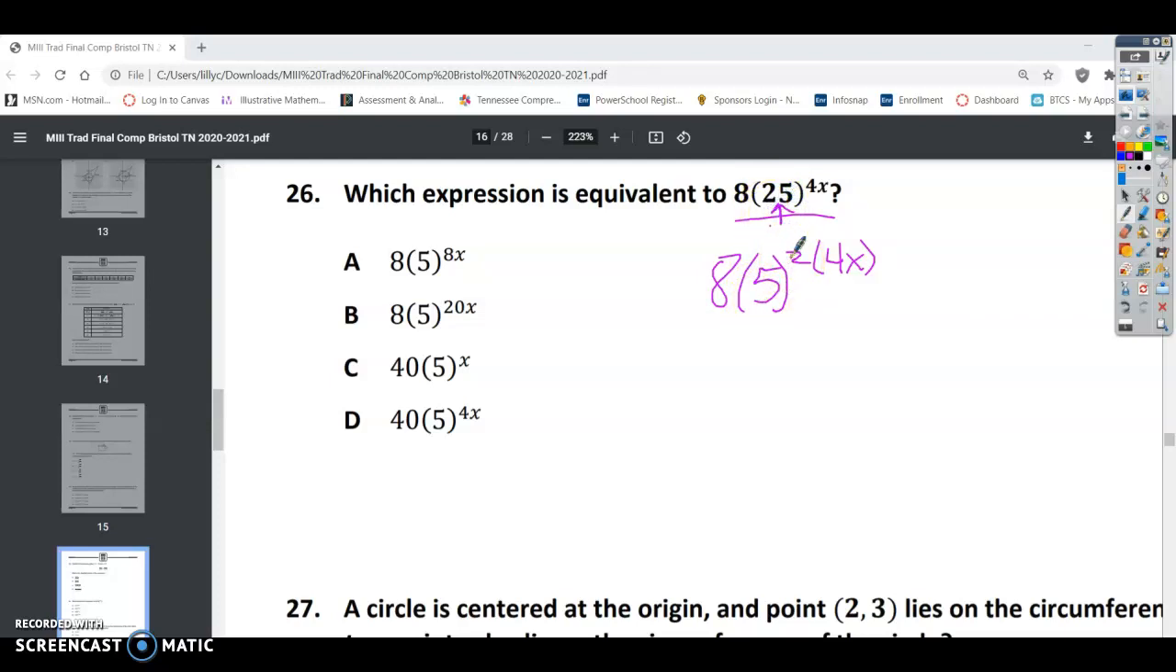Now if you look over here, you'll see that that is not one of our answers, but when you have a power to a power, you can multiply. So 8 times 5, 2 times 4x becomes 8x, and that is answer A. So for number 26, using properties of exponents, we found that the correct answer is A.